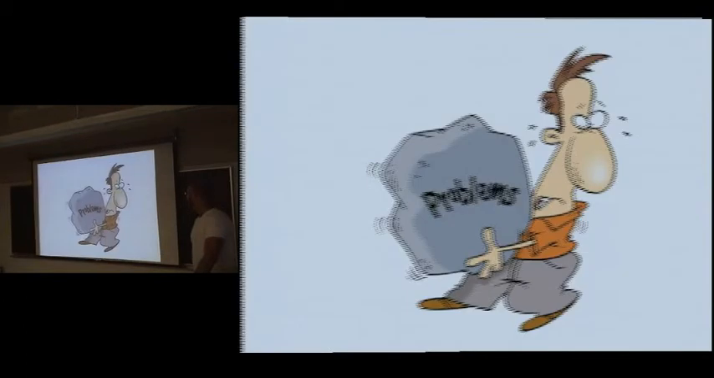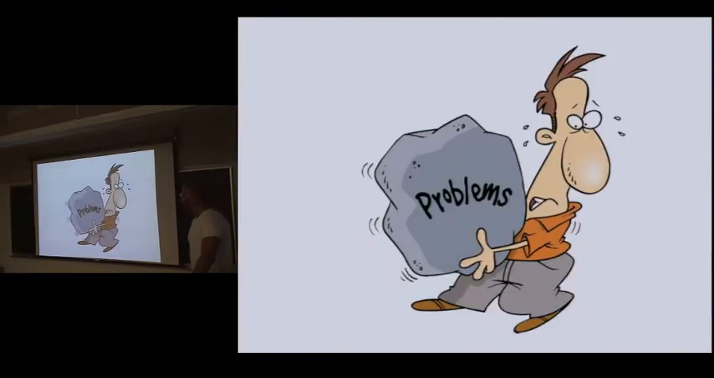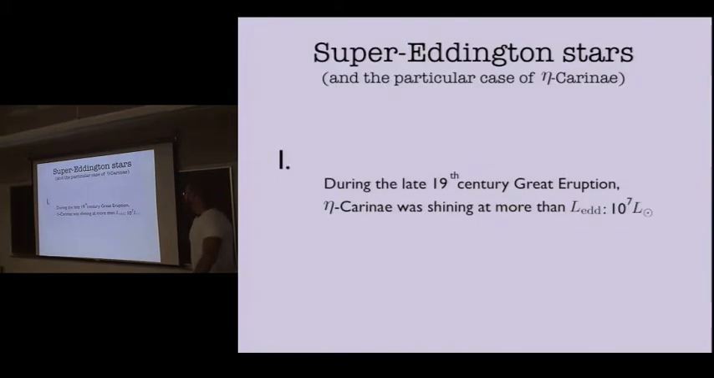Now, the problems that we would like to address are the following. During the late 19th century, the great eruption which initially formed that nebula I just showed you, eta-Carinae was shining at more than 10 million solar luminosities. Unless you believe that the star was 500 times the mass of the sun, it was obviously radiating beyond its Eddington limit.